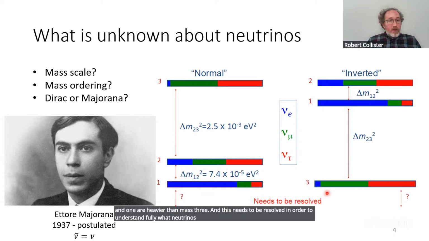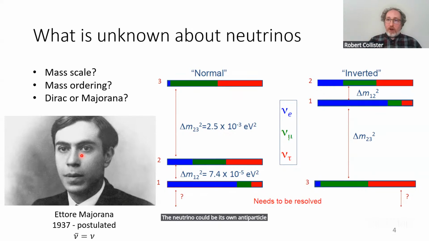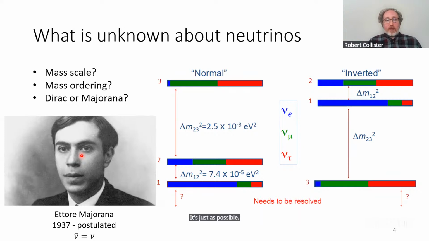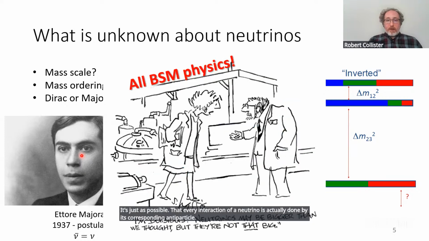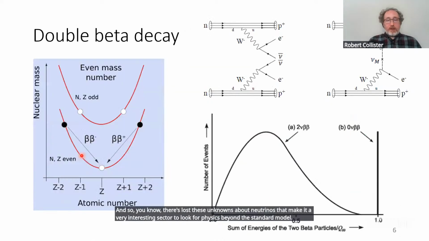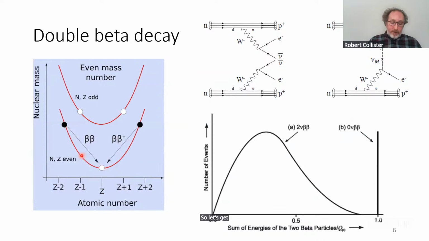There's also whether they are Dirac or Majorana fermions. Way back in 1937, Ettore Majorana postulated that the neutrino could be its own antiparticle. There's nothing in our understanding of physics that precludes that. It's just as possible that every interaction of a neutrino is actually done by its corresponding antiparticle. And so, there's lots of these unknowns about neutrinos that make it a very interesting sector to look for physics beyond the standard model. So let's get into double beta decay.